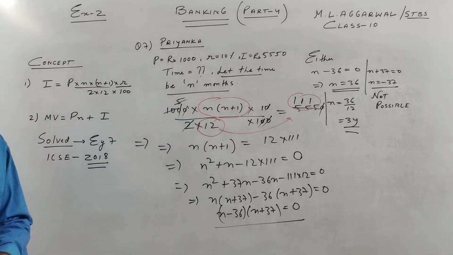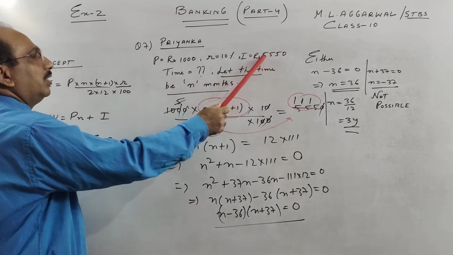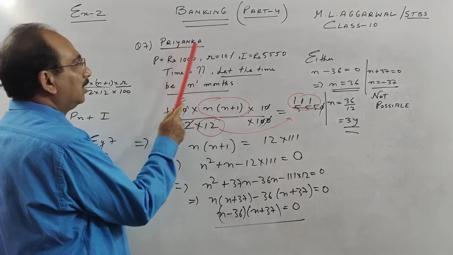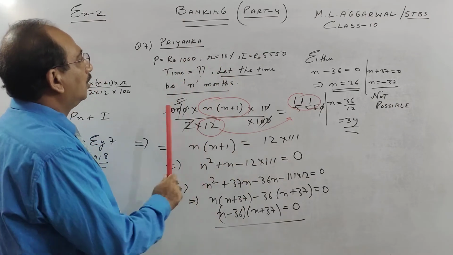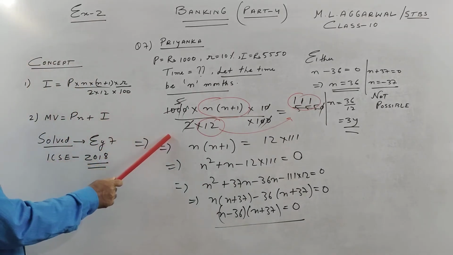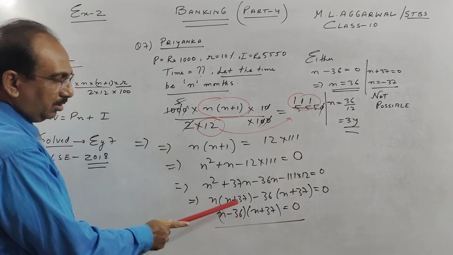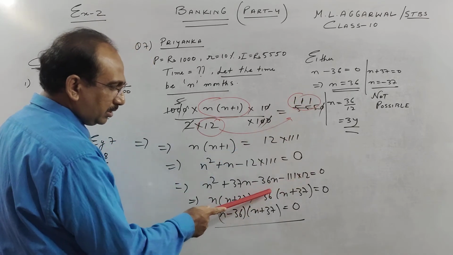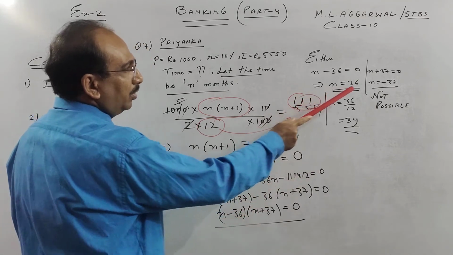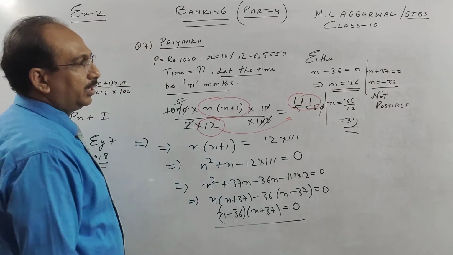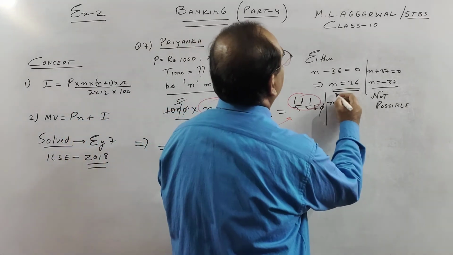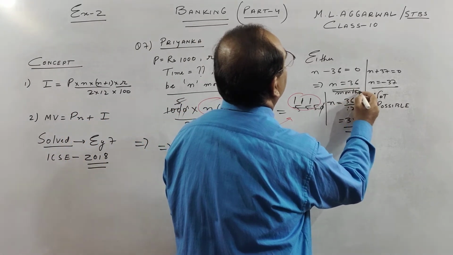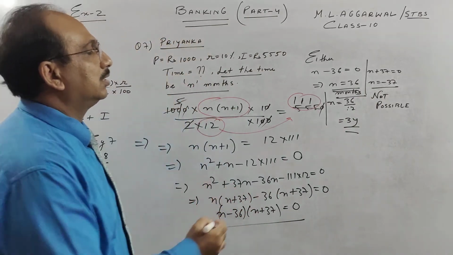So once more, just to recapitulate the full thing, we have interest over here 5,550 which Priyanka gets when she puts 1,000 rupees at 10% interest for n months. So here we substitute in the formula for interest, we get a quadratic equation, middle term breaking, I told you, we get factors 36 and 37. So one negative answer, that is not possible, time cannot be negative. So 36 months is the answer. So 36 months we convert into years. So you can write here 36 months. So the answer is 3 years, children.